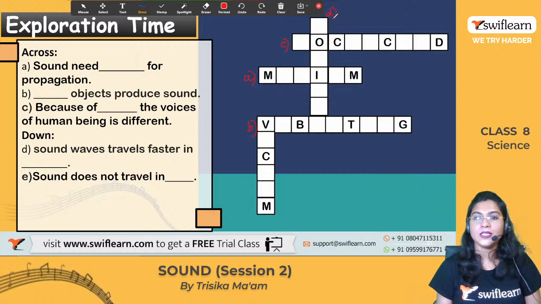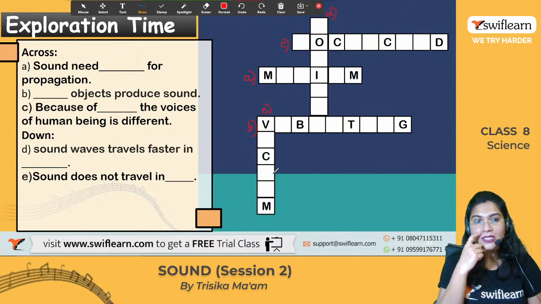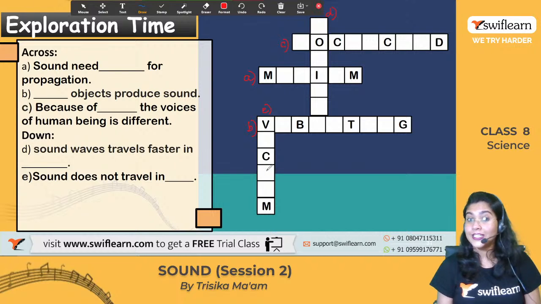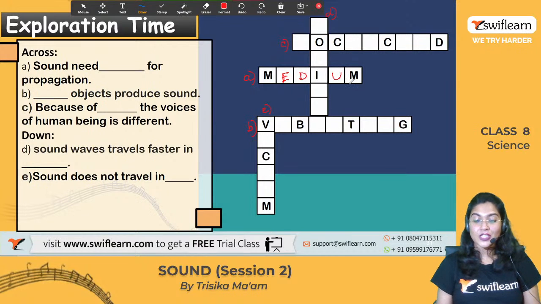This one is D, up and down. And this one is E, up and down. Okay. So the first answer: sound needs dash for propagation. Yes, Shivansh has given me the correct answer, that is medium. Yes, exactly. The first answer is medium. Very good. Now can you tell me what is the answer of B?